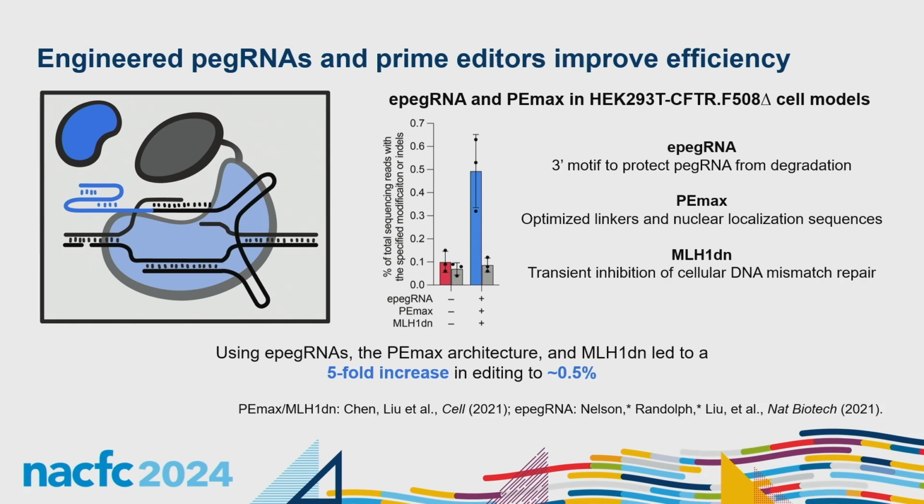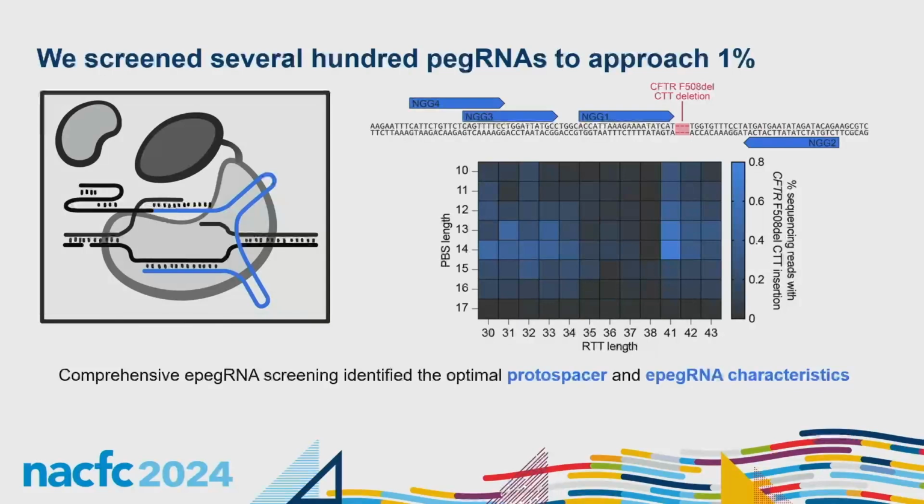Once we were at 0.5%, we felt like we had enough of a foothold on editing above the background levels to engage in a much broader search of the characteristics of the pegRNA itself. So we performed many screens of several hundred pegRNAs, one of which I'm showing here, to investigate numerous protospacer sequences as well as the characteristics of the edit-encoding portion of the pegRNA to identify the optimal pegRNA characteristics for this edit. We also investigated numerous Cas9 guide scaffolds that have been described over the years.